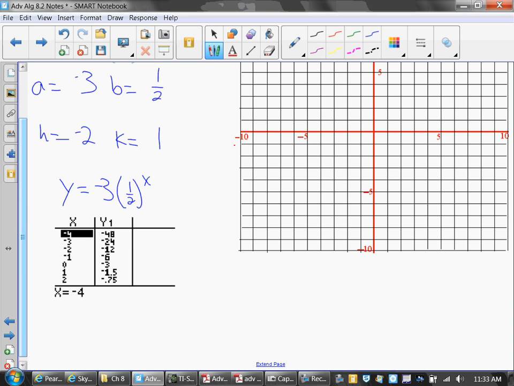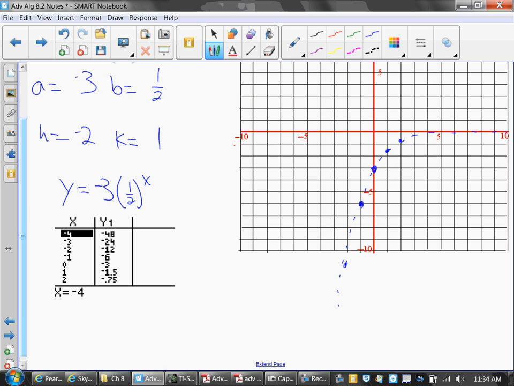So we have, I can't graph anything until I get to about -2. At -2, it's at -12. At -1, it's -6. At 0, it's -3. At 1, it's at -1.5, and -3/4, and so on. So here is your parent function.